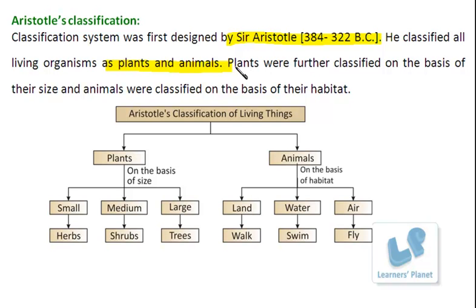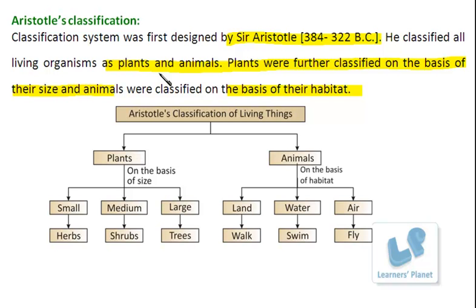Further, plants were classified on the basis of their size, and animals were classified on the basis of their habitat. So this is how initially the first classification was done. It was a clear fact understood till then that plants are those which are able to synthesize their own food, and animals are those organisms which obtain their food from other organisms, either plants or other animals.